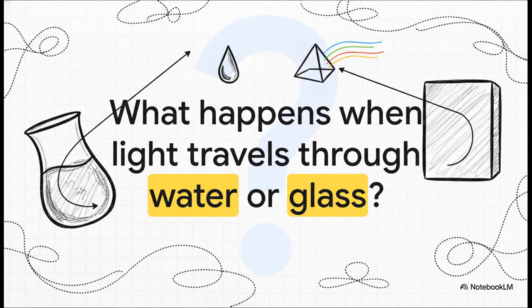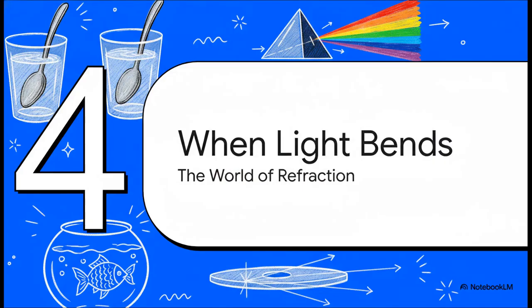So that's reflection. That's how light bounces. But light doesn't just bounce off things, does it? It also travels through them. And when it does, something very strange happens. And that's where we enter the amazing world of refraction.